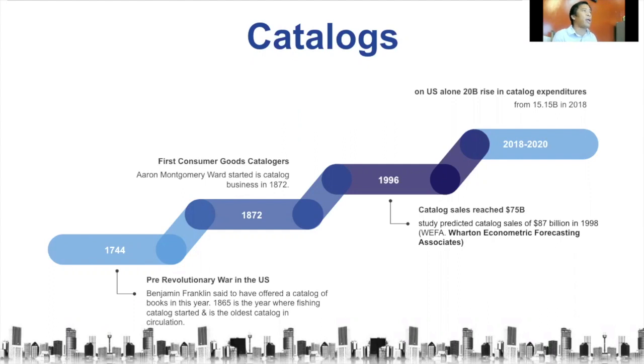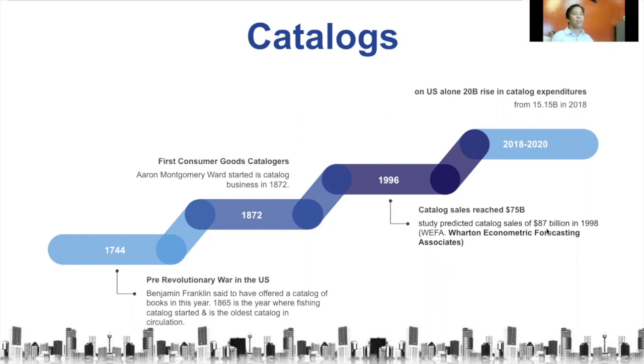1872, this is where Aaron Montgomery Ward, regarded as the first of the consumer good catalogers, started his catalog business in 1872. And this catalog had a liberating effect on 19th century consumers. Let's jump a bit. In 1996, this is where catalog sales reached 75 billion US dollars. And according to WEFA, the Wharton Econometric Forecasting Associates, there is a study that predicted catalog sales of 87 billion US dollars in 1998.